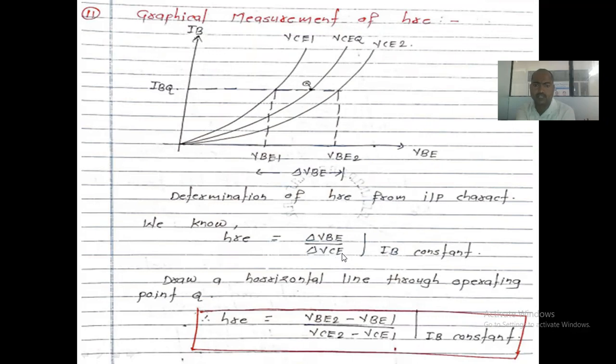See, during this point, this is like your H parameter, and we have taken the voltage. In that case, another input parameter, that is IB, must be taken as a constant. We are not changing the IB. So it is the ratio of change in base to emitter voltage versus change in collector to emitter voltage, when that same IB is taken as a constant, right?